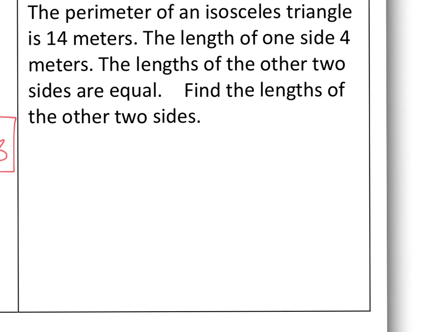Okay, the perimeter of an isosceles triangle is 14 meters. So we have an isosceles triangle. By definition, an isosceles triangle has two opposite angles equal to each other. If opposite angles are equal to each other, then their opposite sides are also equal. So the perimeter is 14.